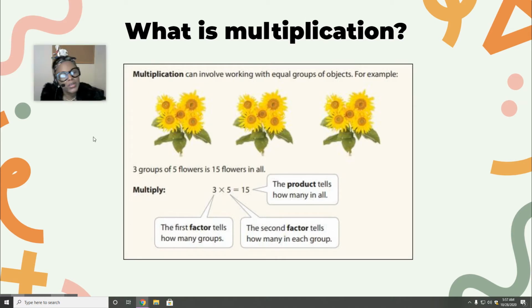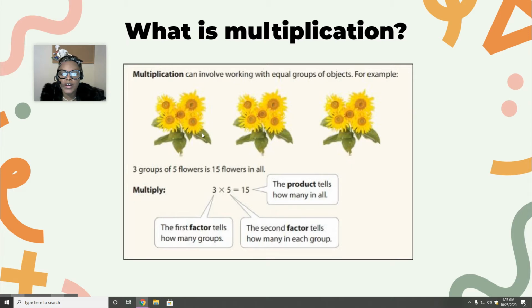So really quickly, what is multiplication? Multiplication can involve working with equal groups of objects. Here's an example. I have 3 groups with 5 flowers in each, which creates the equation 3 times 5 equals 15. An equation has an equal sign, an expression does not. The first number is the factor that tells us how many groups, 1, 2, 3. And the second number, or the second factor, tells us how many in each group, 5.